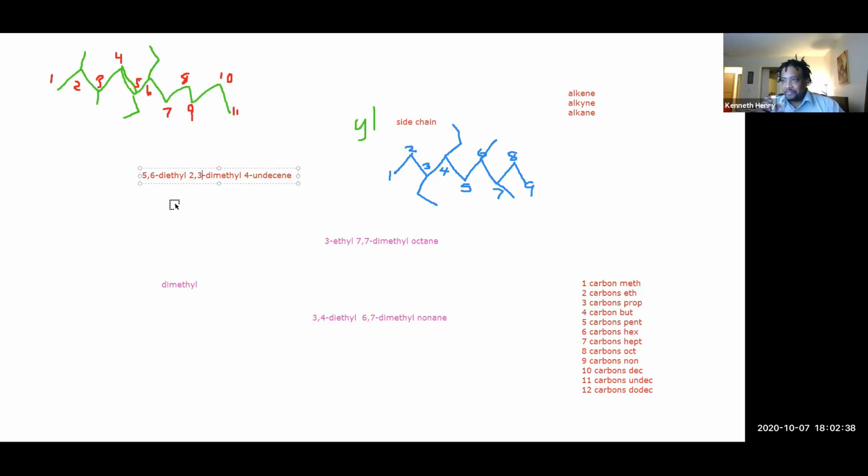All these rules. The 5 and 6, Dr. Henry, go first because there's 2 attachments, correct? Nope. The 5 and 6 go first because it's diethyl. Diethyl. Okay. E comes before M. Like, alphabetical. There we go. It's rough.